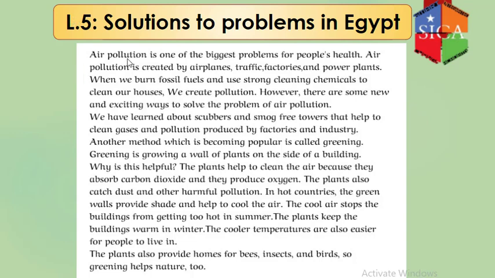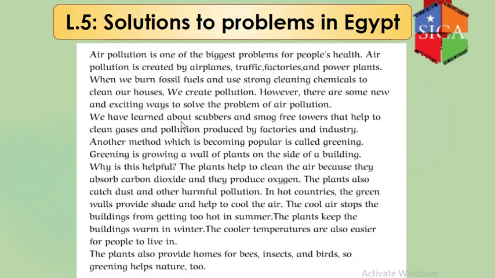Air pollution is one of the biggest problems for people's health. Air pollution is created by airplanes, traffic, factories, and power plants. When we burn fossil fuels and use strong cleaning chemicals to clean our houses, we create pollution. However, there are some new and exciting ways to solve the problems of air pollution. So in this text, we'll know how to solve this problem.